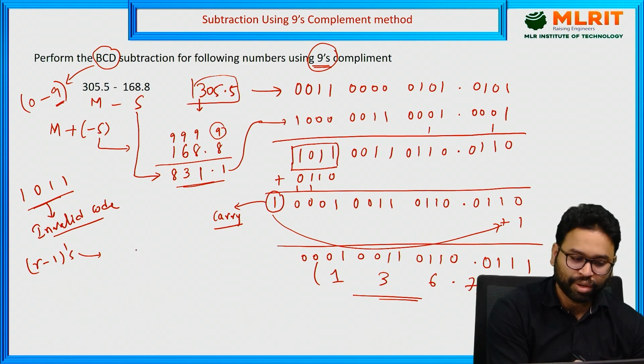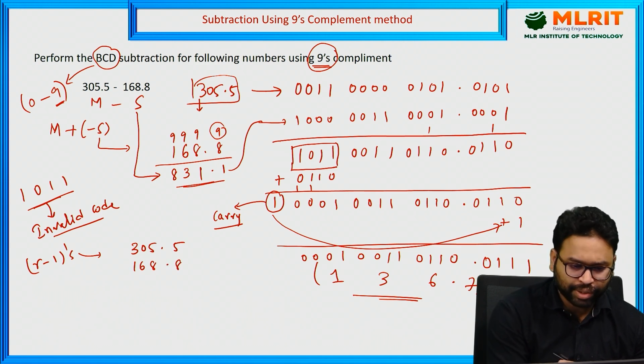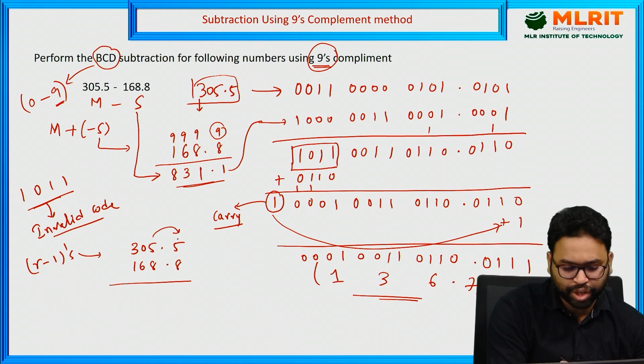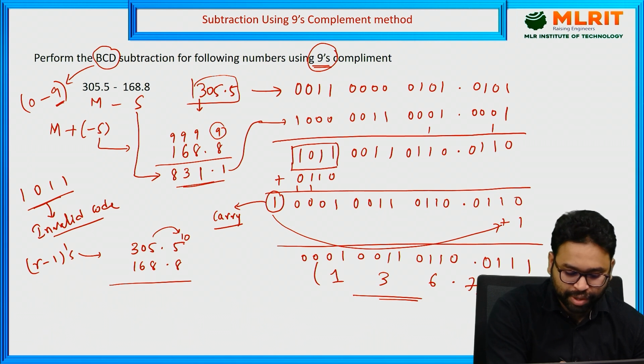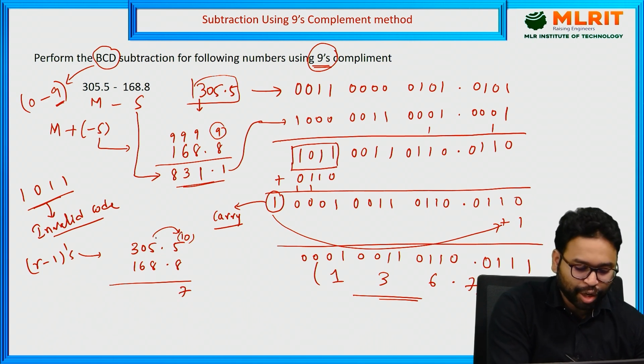You can also check it by performing the regular subtraction, 305.5 minus 168.7. Okay, like what exactly they mentioned, BCD subtraction. If you perform it directly, what is the value here? 5 minus 7, we can't perform, so you are supposed to take a borrow, and the borrowed value is equal to the base value, that is 10 plus 5, it is 15. 15 minus 7, it will be 8. The remaining value here, it will be 4.